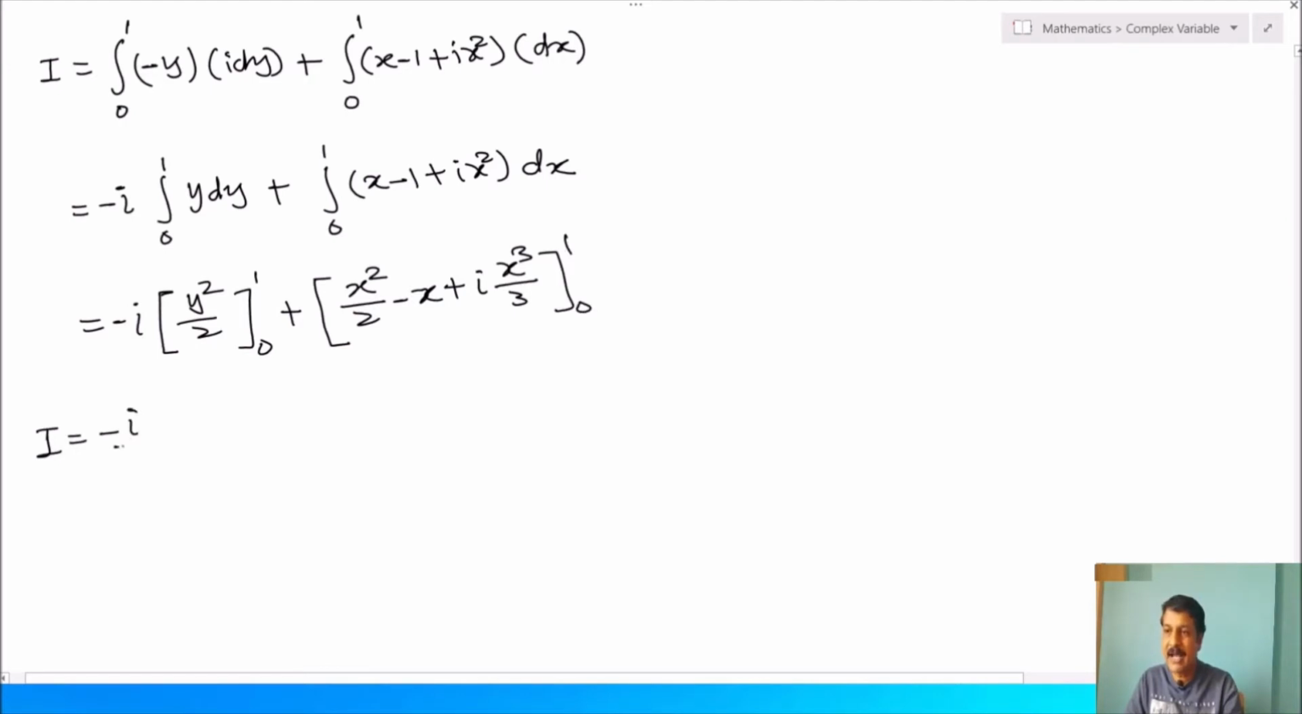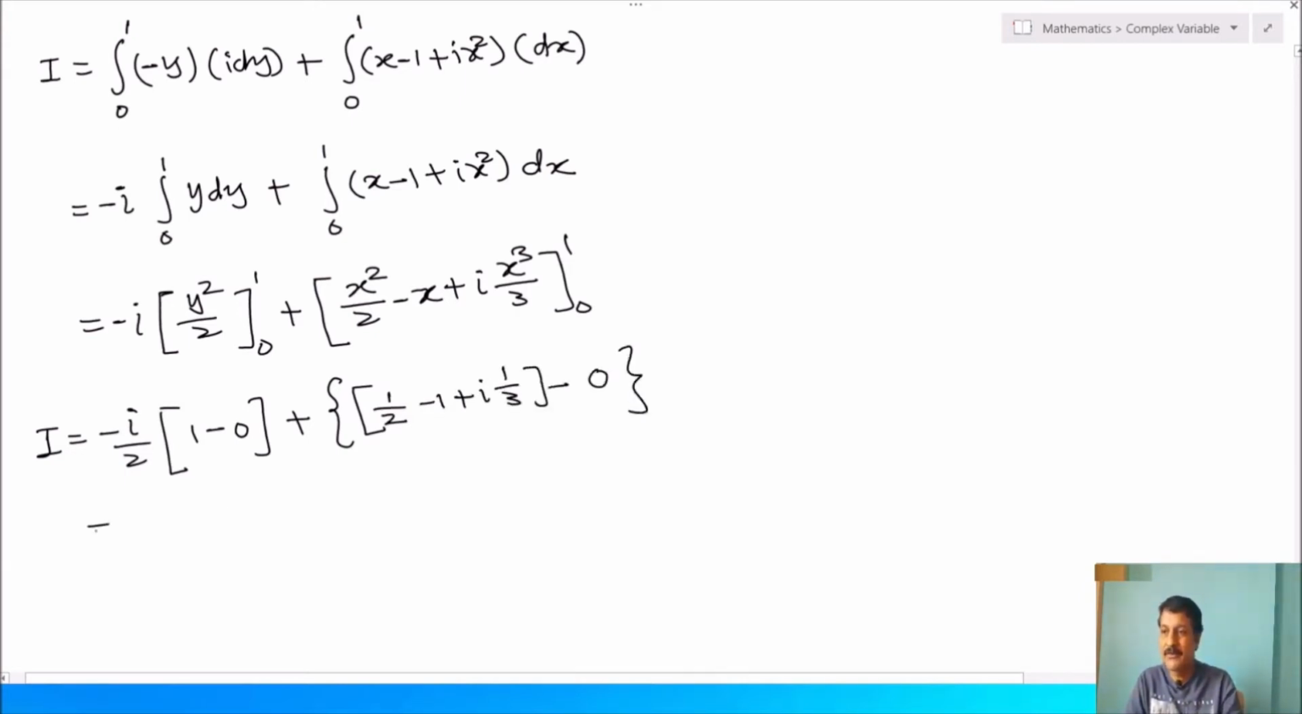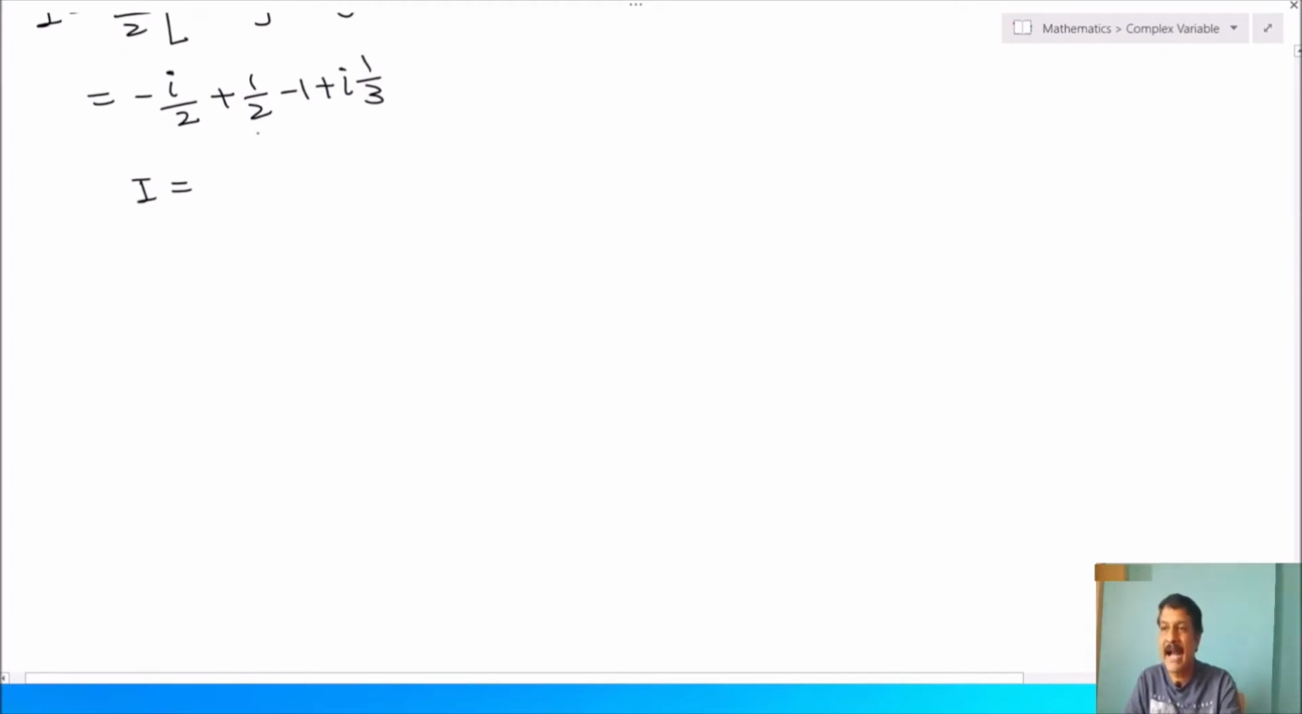So upper limit minus lower limit. It is minus I by 2 outside, upper limit is 1, 1 square minus 0, plus again x equals 1, upper limit minus lower limit. So x is 1: 1 by 2 minus 1 plus I 1 by 3, minus everywhere x equals 0 means 0. If we simplify, that is minus I by 2 plus 1 by 2 minus 1 plus I 1 by 3. What is the real part here? Terms not containing I: 1 by 2 minus 1, it is minus half.